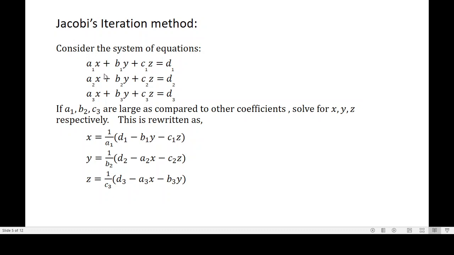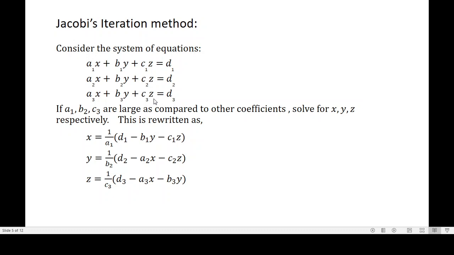Now let us rewrite these equations. From the first equation we have a1 x is equal to d1 minus b1 y minus c1 z. Therefore, x is equal to 1 divided by a1 multiplied by d1 minus b1 y minus c1 z. From the second equation we have b2 y is equal to d2 minus a2 x minus c2 z, or y is equal to 1 divided by b2 multiplied by d2 minus a2 x minus c2 z.